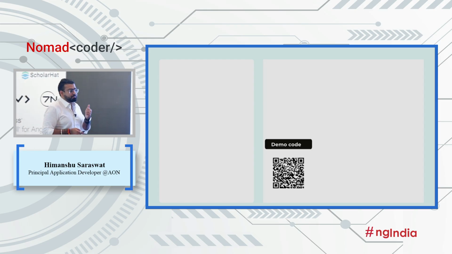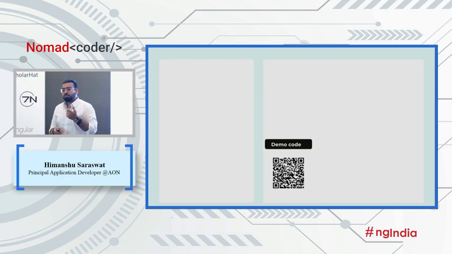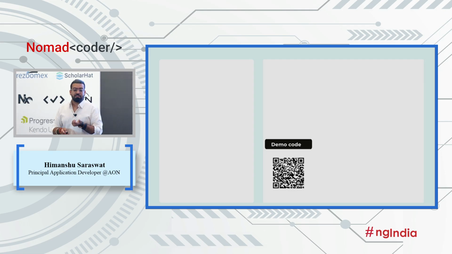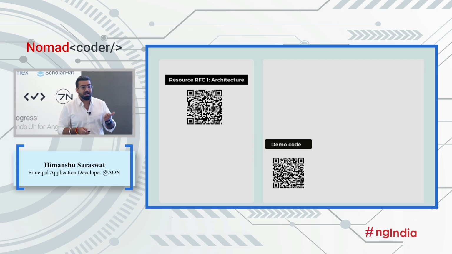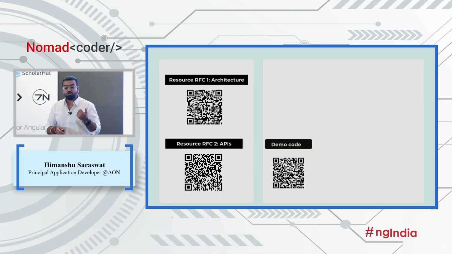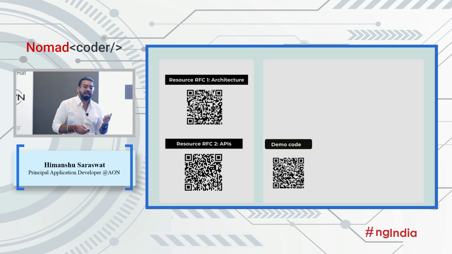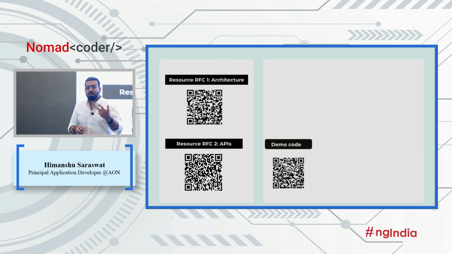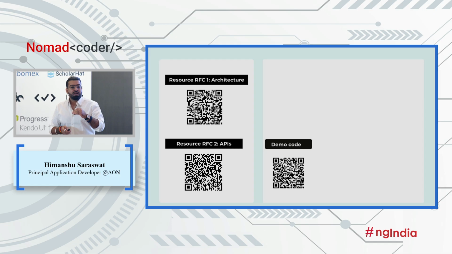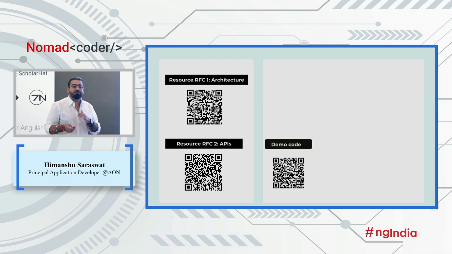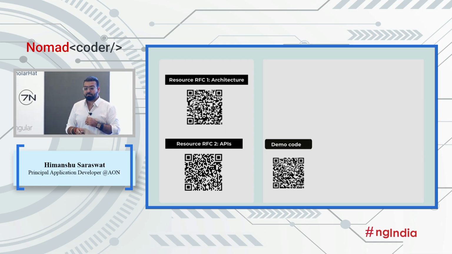Having said that, I want to give you two key resources that you can leverage your knowledge more with. One is the resource RFC 1, which talks about the architecture. And second is the resource RFC 2 that talks about the API that we have explored. Both of them have been concluded, so you can see what the community contribution to it was and what the future is for HTTP resource API.